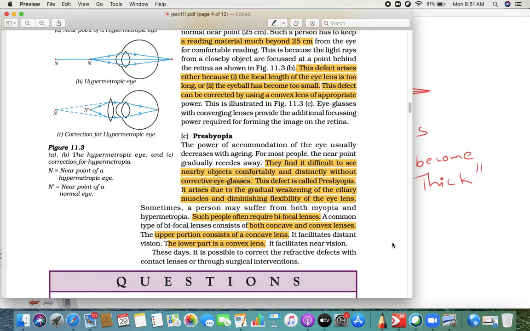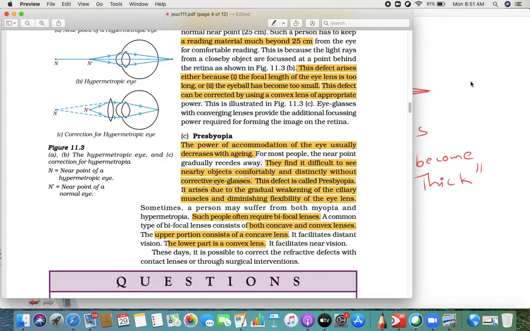Now let's see the last defect. The last defect comes with age. The power of accommodation usually decreases with age. It's like your grandparents. They cannot see near objects clearly. They cannot see far objects clearly either. They can see, but not clearly. Again, I repeat, this comes with aging.